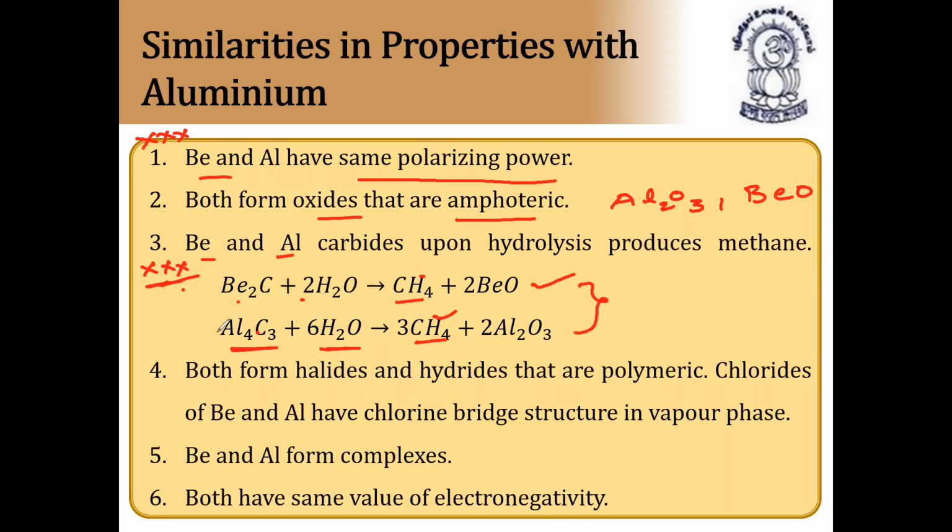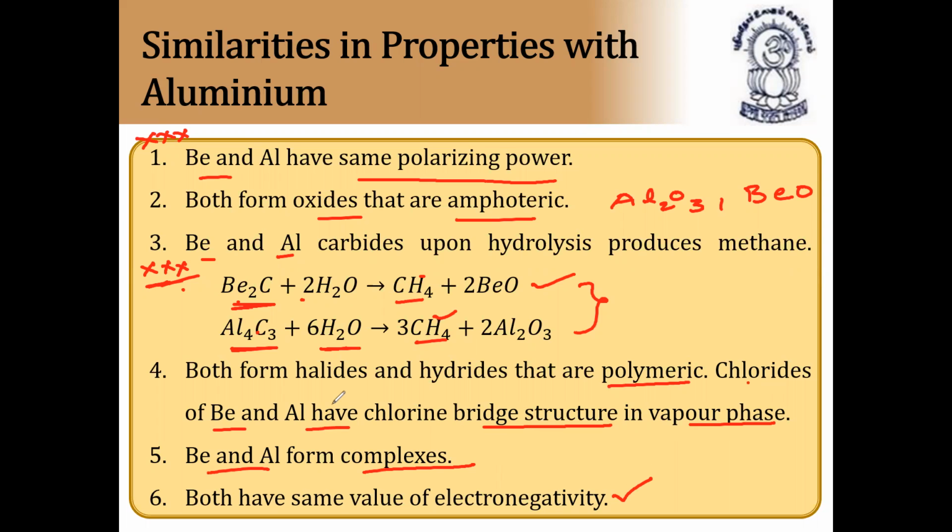Most important, these reactions are very, very important. Aluminum carbide, Al4C3, on hydrolysis forms aluminum oxide along with methane gas. Methane gas is an organic compound. Similarly, beryllium carbide, Be2C, on hydrolysis forms methane and beryllium oxide. Both form halides and hydrates that are polymeric. Chlorides of beryllium and aluminum have a chlorine bridge structure in the vapor phase. Beryllium and aluminum form complexes and both have the same value of electronegativity.